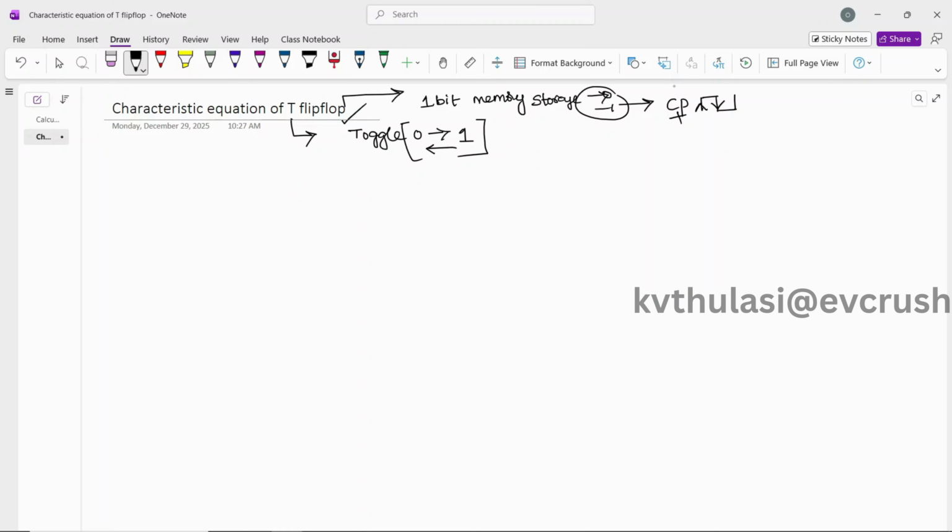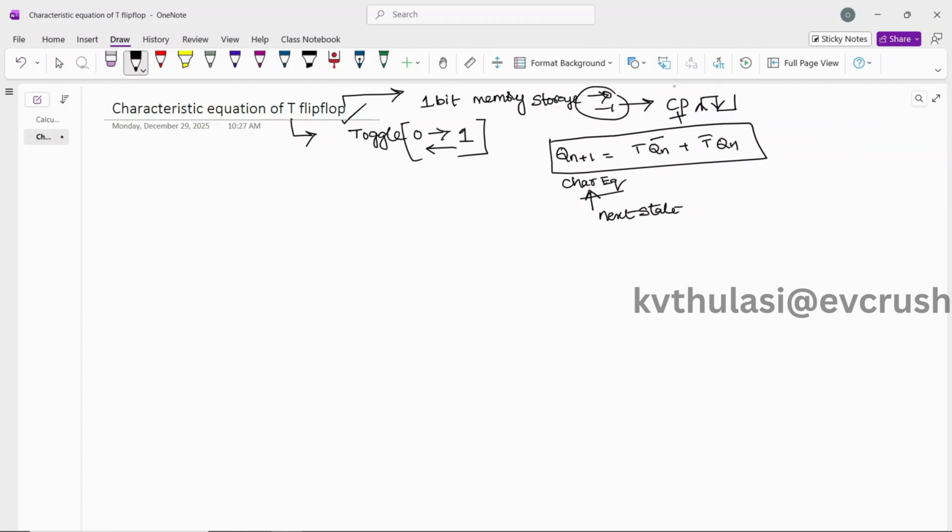We need to get the output characteristic equation, which is nothing but Qn+1 = T Qn bar + T bar Qn. So this is the output equation, or we are going to call this equation the characteristic equation of a T flip-flop, where Qn+1 is called the next state of the flip-flop.